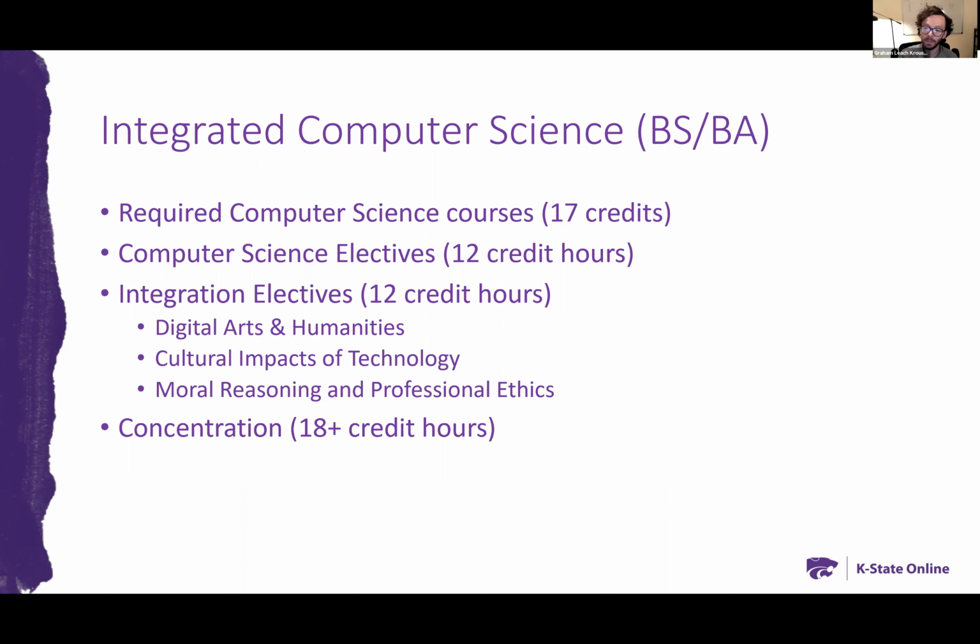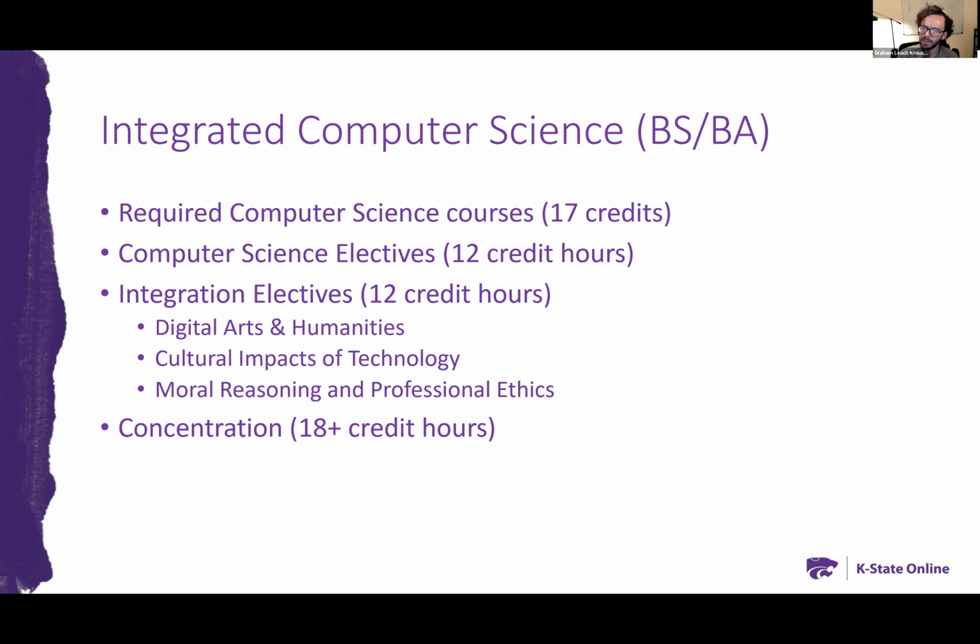The required computer science courses cover a lot of fundamentals and a lot of general programming techniques. The computer science electives for those remaining 12 credit hours give you some more tools for applying those techniques to particular kinds of domains or technologies. So you have 17 credits of required computer science courses and 12 credits of electives.